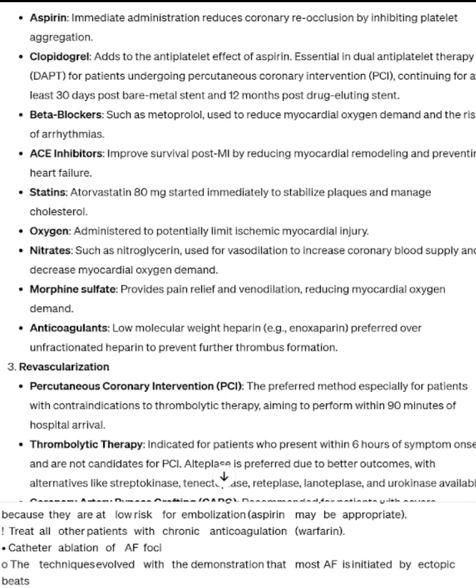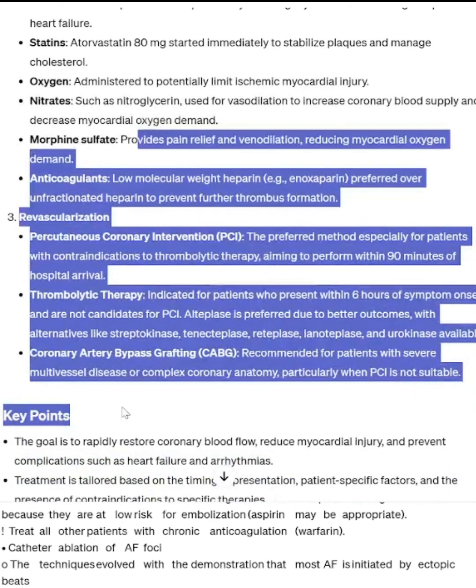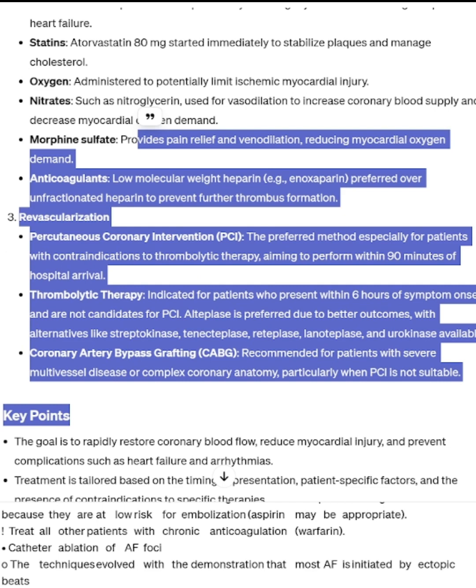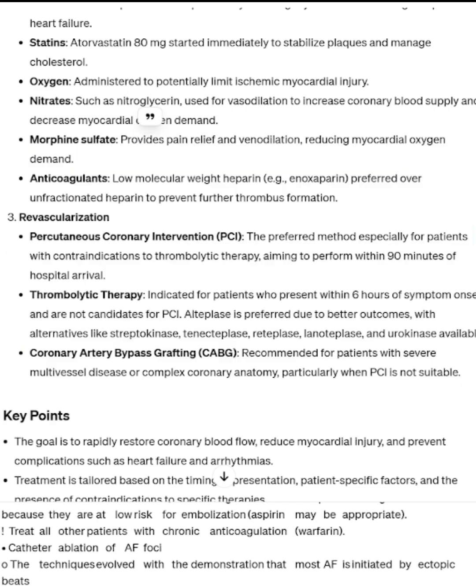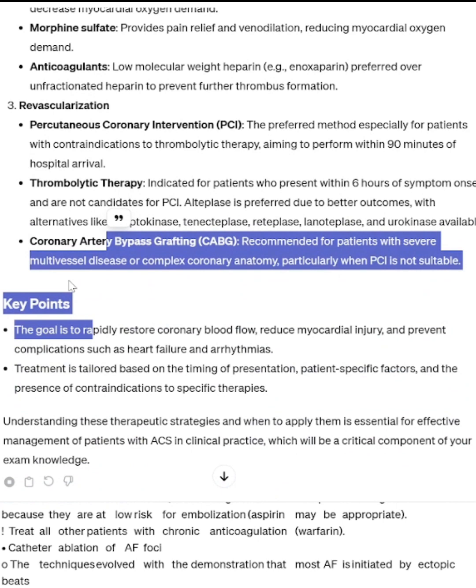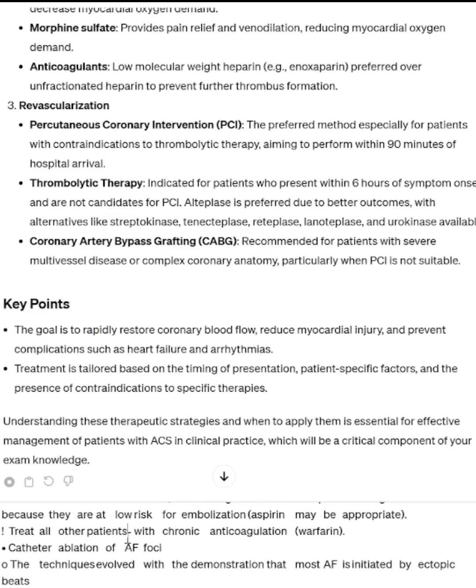Thrombolytic therapy, indicated for patients who present within 6 hours of symptom onset and are not candidates for PCI. Alteplase is preferred due to better outcomes, with alternatives like streptokinase, tenecteplase, reteplase, lanoteplase, and urokinase available. Coronary artery bypass grafting, CABG, recommended for patients with severe multivessel disease or complex coronary anatomy, particularly when PCI is not suitable.